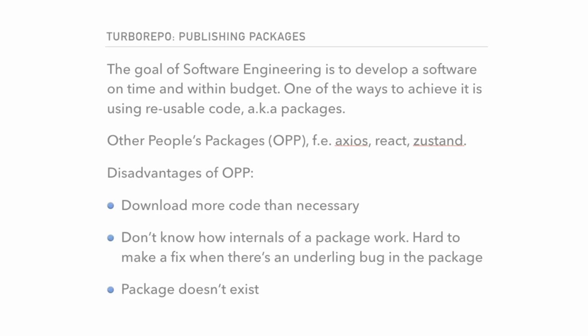There are many packages out there, such as Axios, React, Zustand, and many others. You used a lot of them, and we can call them other people's packages. The disadvantages of other people's packages include the following. You sometimes download more code than necessary because you only use one or two features of the package, but you have to download all of it.